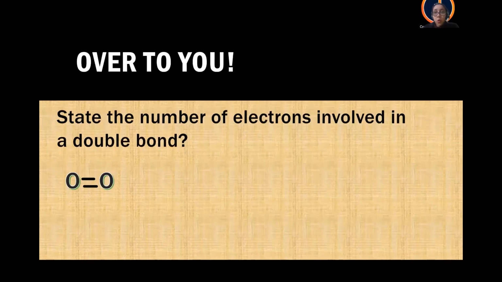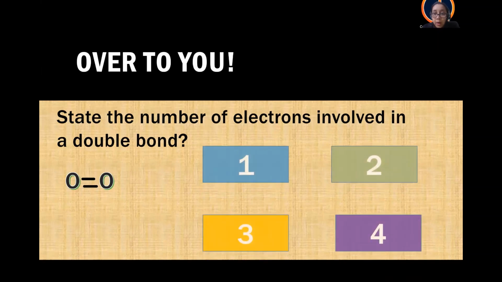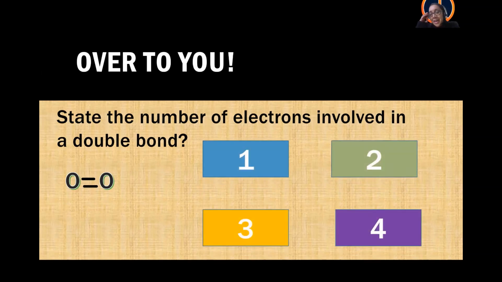Now, students, over to you. Let me see how far you have understood. State the number of electrons involved in a double bond. So here is an example of a double bond of O double bond O. You have to state the number of electrons involved in the bond formation, that is the double bond, right? Your options are 1, 2, 3, and 4. Students, every one of you must participate. Please write the correct answer in the chat.